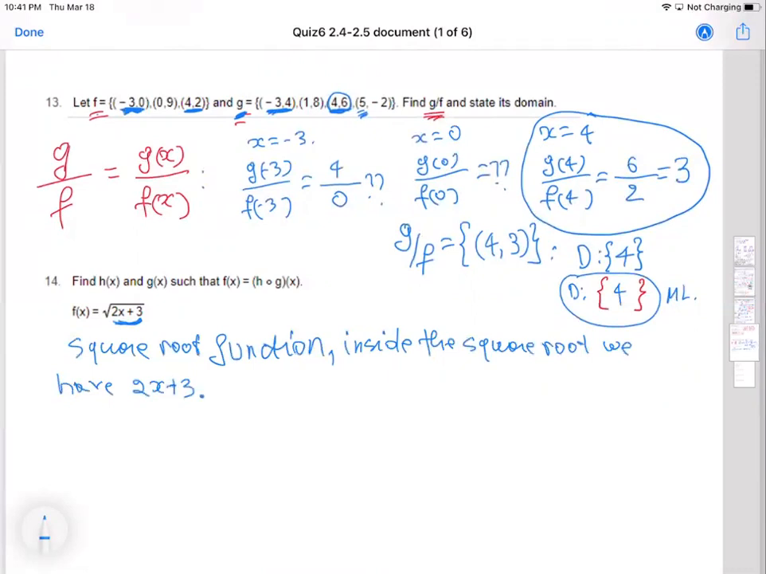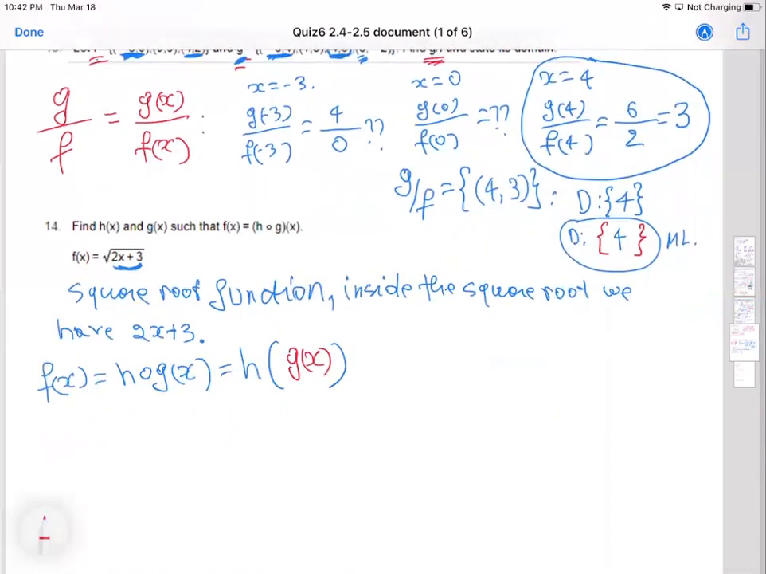So what does this mean? This means that 2x plus 3 is inputted into the square root. Now we want f of x to be a composition in this order, h composed with g of x, which is the same as writing h of g of x, because g of x is inputted into h, then h is the square root.